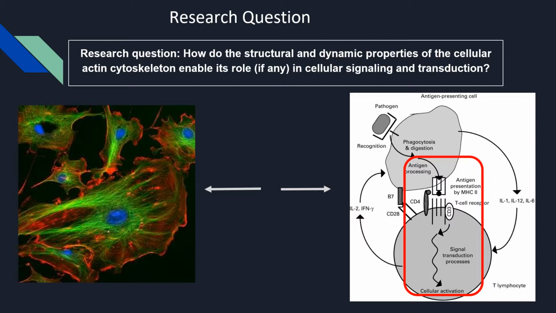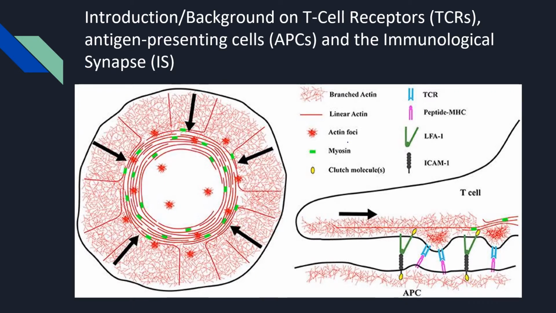To study this, we're going to look at an antigen-presenting cell and its interaction with the T cell. The left part of this figure shows a cross-section of the T cell. The black arrows indicate the flow of actin towards the center of the cell, which is created by a pressurized force. On the right, we see the immunological synapse, which we're going to call the IS.